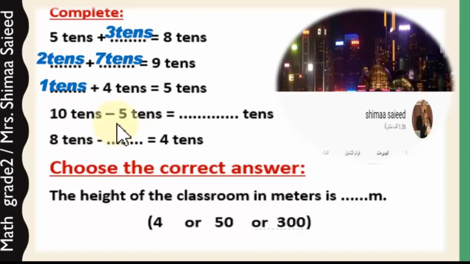10 tenths minus 5 tenths equals, excellent, 5 tenths, because 10 minus 5 equals 5. 8 tenths minus 4 tenths equals 4 tenths. Well done. Choose the correct answer. The height of the classroom in meters is 4 or 50 or 300 meters. Excellent. 4 meters.